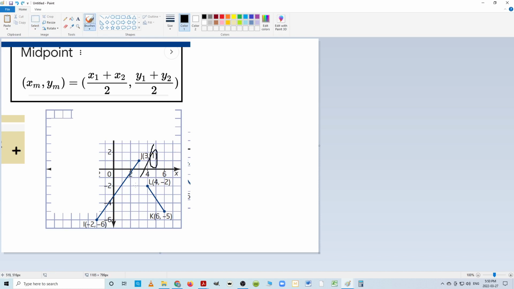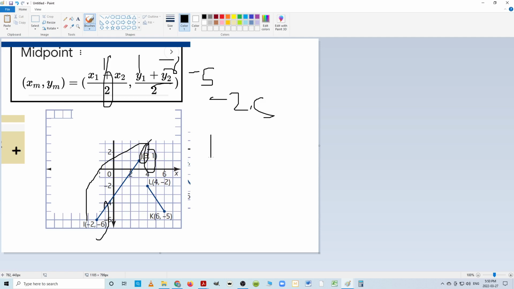So you got 1 plus minus 6, it's 1 minus 6. It's minus 5 divided by 2 is minus 2.5. You're pretty good at these. And then for the x values, I got 3 plus minus 2, which is 1, and 1 divided by 2 is 0.5. Now, I can keep that in fractions. So it's going to be a half, comma, negative 5 over 2.